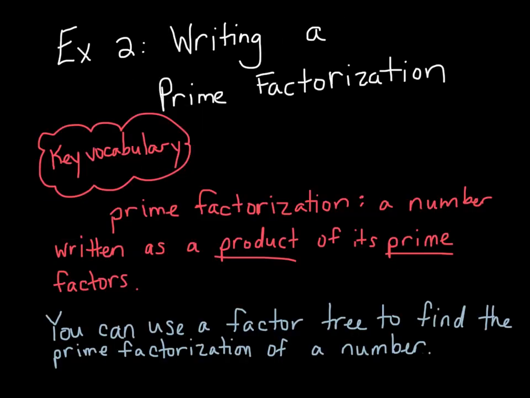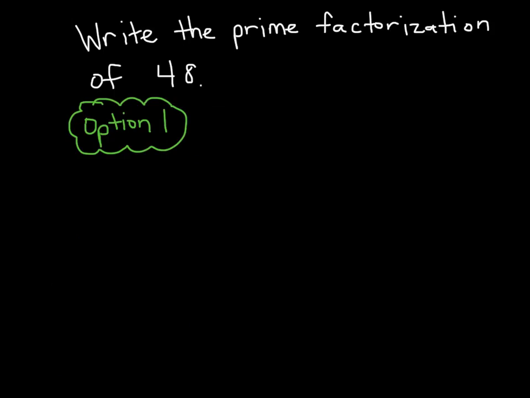For example 2, we're going to be working on writing a prime factorization, and in order to do that, you're going to need to know that a prime factorization is a number written as a product of its prime factors. So we're going to keep in mind that product means multiplication or the answer to a multiplication problem, and we're reviewing that prime means a number that can only be divided evenly by 1 and itself. And you can use a factor tree to find the prime factorization of a number, and we're going to take a look at that in just a second.